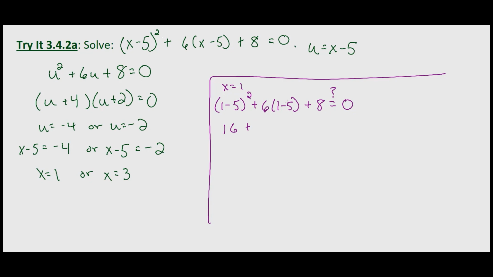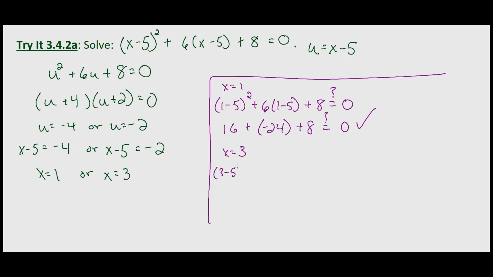Plus 1 minus 5 is negative 4. 6 times negative 4 is negative 24. Plus 8. Does that equal 0? Well, 16 minus 24 is negative 8. Plus 8 does equal 0. So that solution checks. So what about x equals 3?